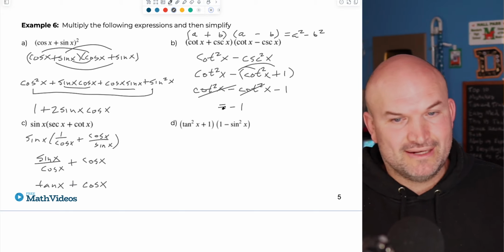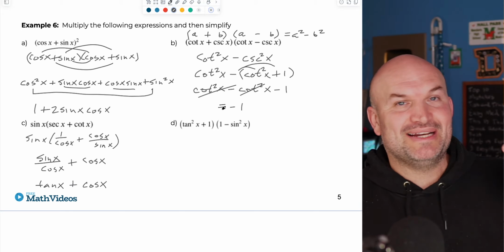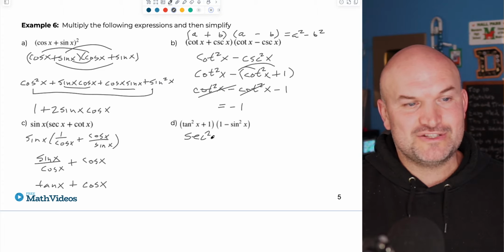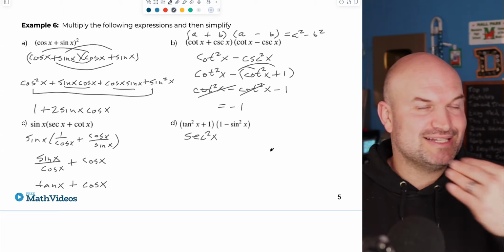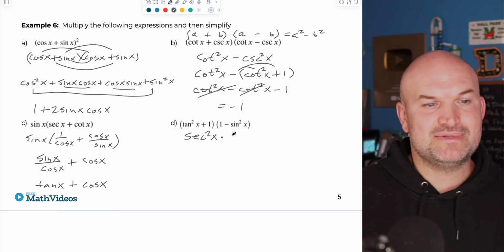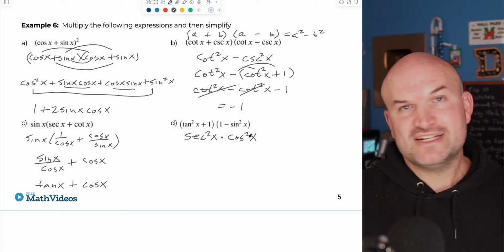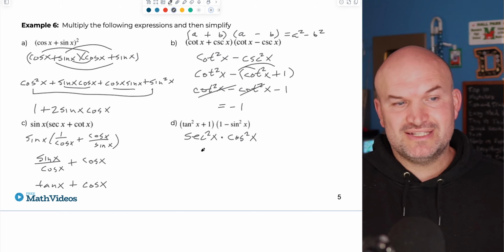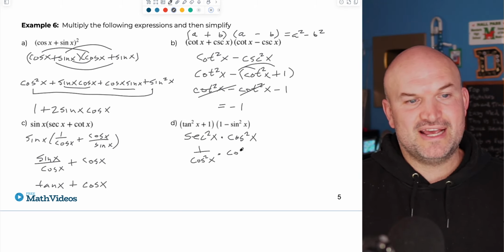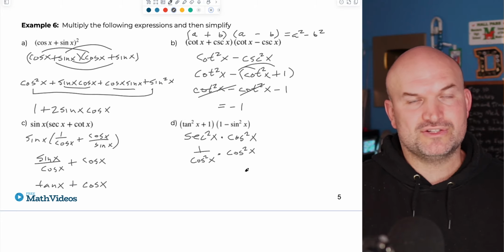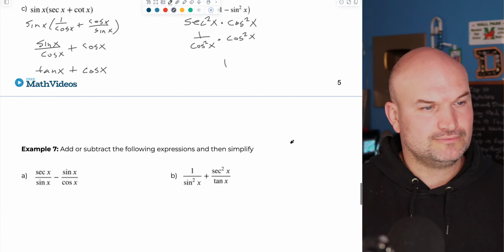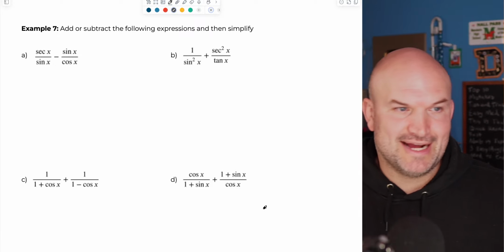But again, remember what I said, ding, ding, ding, think of your Pythagorean identities. Tangent squared of x plus 1, ladies and gentlemen, is just going to be a secant squared of x. 1 minus a sine squared of x, if you manipulate it, is simply just going to be cosine squared of x. And just remember, secant is 1 over cosine squared of x. So times a cosine squared of x, we know that those are reciprocals of each other, so therefore it's just going to equal 1.